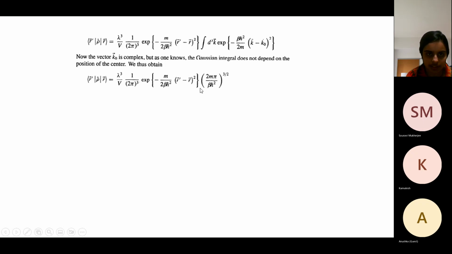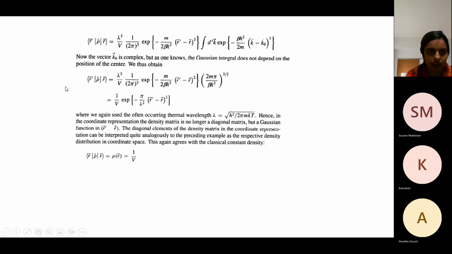So if you look at this expression, this is what you will get, right? Now if you have r prime equal to r, you'll just get a constant value. And in this representation, you see that you don't have a delta function, rather you have this expression. That means you have non-zero non-diagonal terms. So when you write in the position representation, the density matrix elements do have non-zero non-diagonal terms, while in the momentum representation, we had only diagonal terms, right?